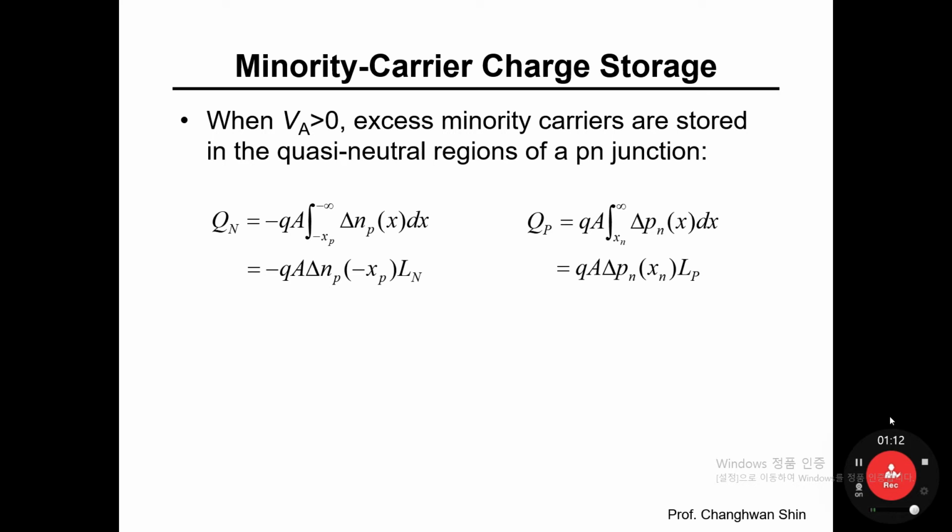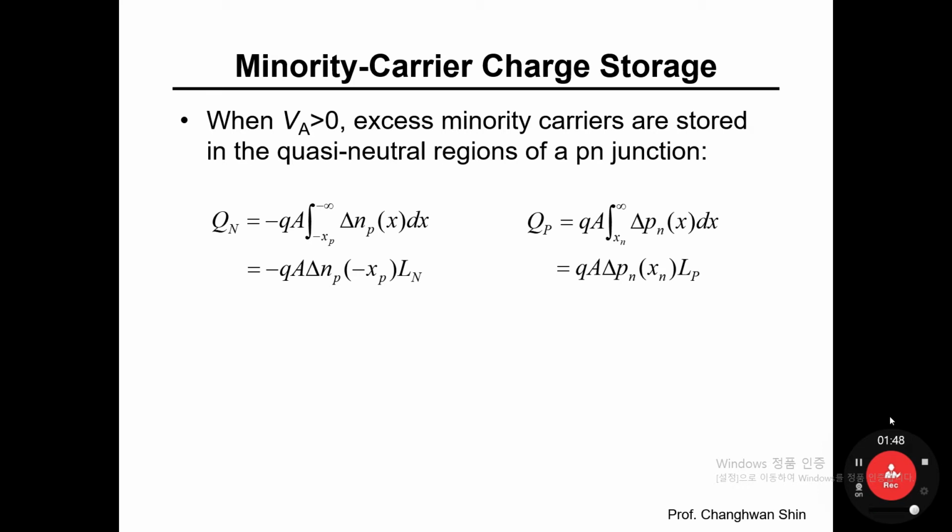Under forward bias, right? A PN junction diode under forward bias can contain a certain amount of excess minority carriers in each quasi-neutral region. For example, the holes can be diffused into the n-side quasi-neutral region under forward bias. And on the other hand, the electrons coming from the n side into the p side can be diffused and stored in the p-side quasi-neutral region.